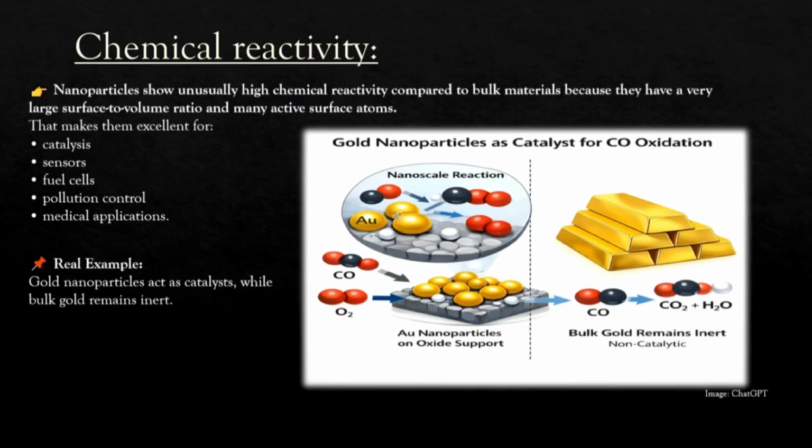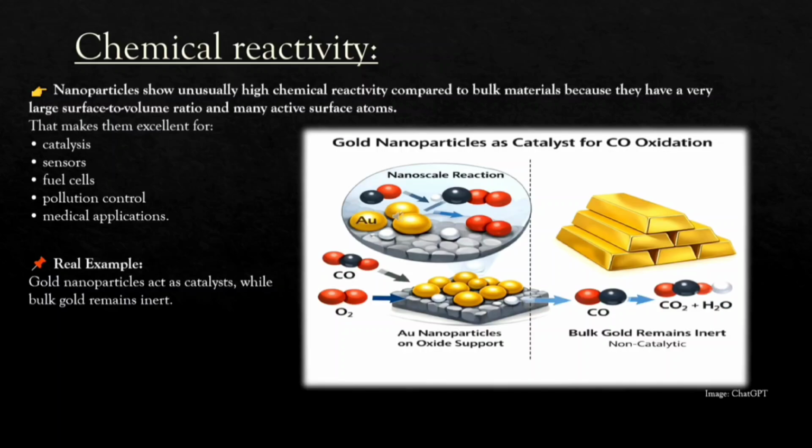Coming to the chemical reactivity of nanoparticles compared with bulk materials. Here, nanoparticles are far more chemically reactive than bulk materials because a very large fraction of their atoms are located at the surface rather than inside the material. This extremely high surface to volume ratio creates many active sites where chemical reactions can take place. As a result, nanoparticles are widely used in catalysis, sensors, fuel cells, pollution control, and in medical treatments also. A famous example is gold.